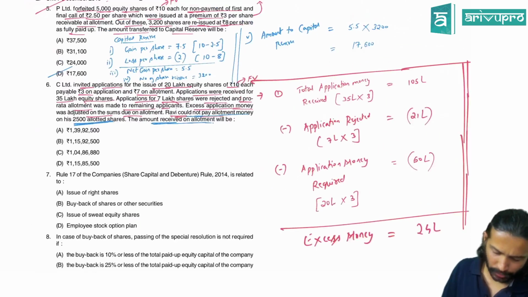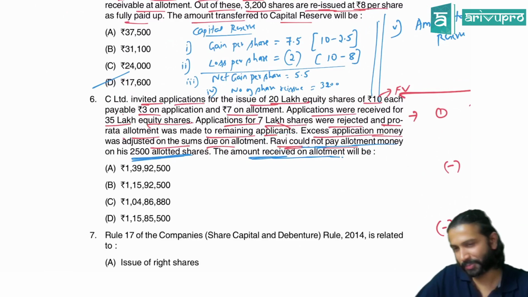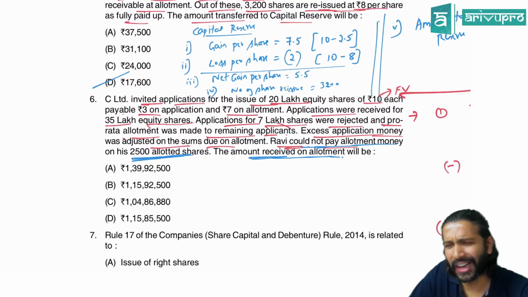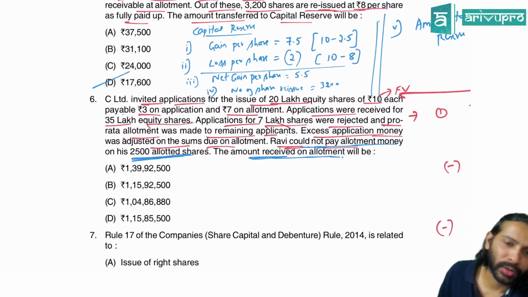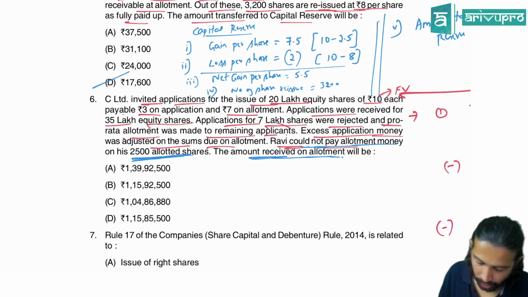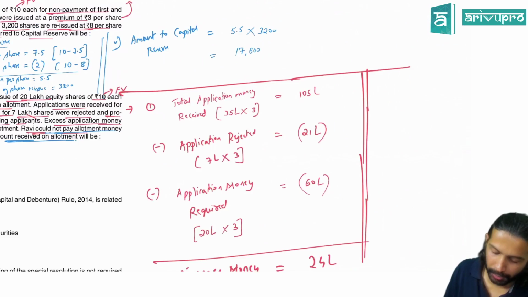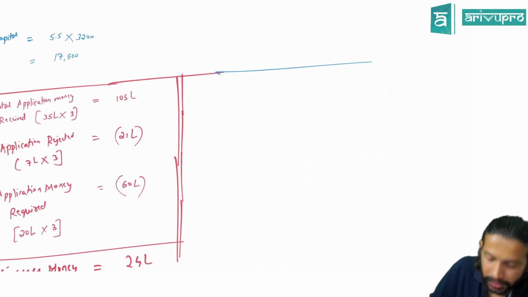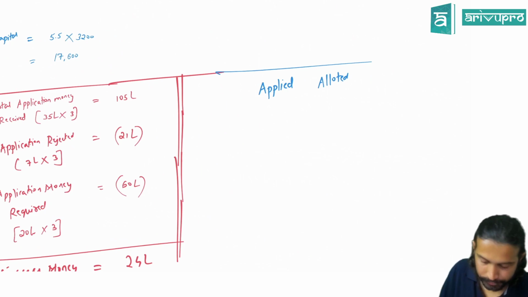Now there is always one super duper Indian, Mr. Ravi. He said, I changed my mind, I don't want your company shares. So what did he do? He could not pay the allotment money, but hang on, he has been allotted 2,500 shares. So we'll have to do some drama. What is the drama? I will write here. Check, see if you are able to understand this working. Applied, allotted, mathematics.